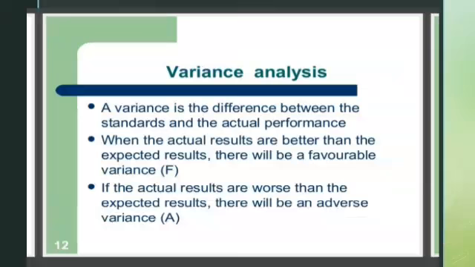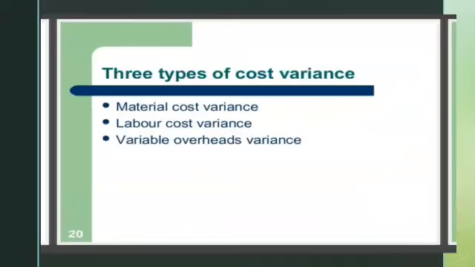Variance analysis. Variance analysis is the difference between the standard and the actual performance. When the actual results are better than the expected results, there will be a favorable variance. If the actual results are worse than the expected results, there will be an adverse variance. Variance can be divided into two groups. One, which arises out of usage or volume, and the other, which arises out of price.